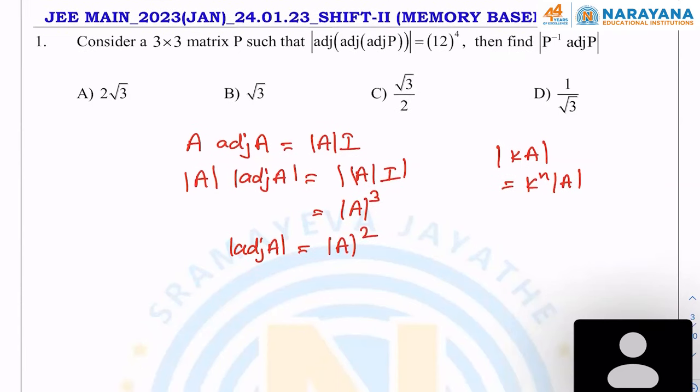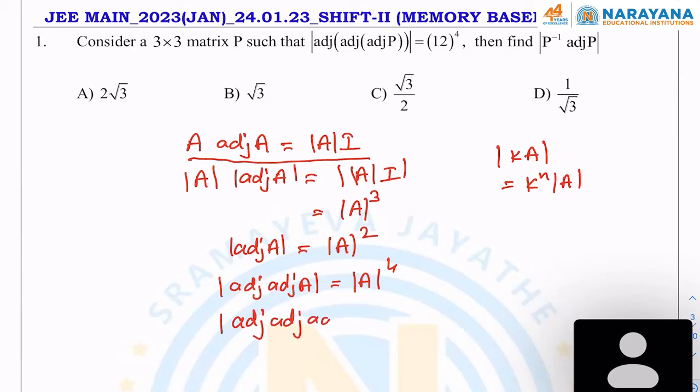Similarly, we can find the value of det of adjoint A using the same result. Here A into adjoint A is equal to det A into I. There I will replace A with adjoint A, then I will apply det on both sides. Then det of adjoint A will be equal to det of A whole power 4. Similarly, det of adjoint A is equal to det A whole power 8.